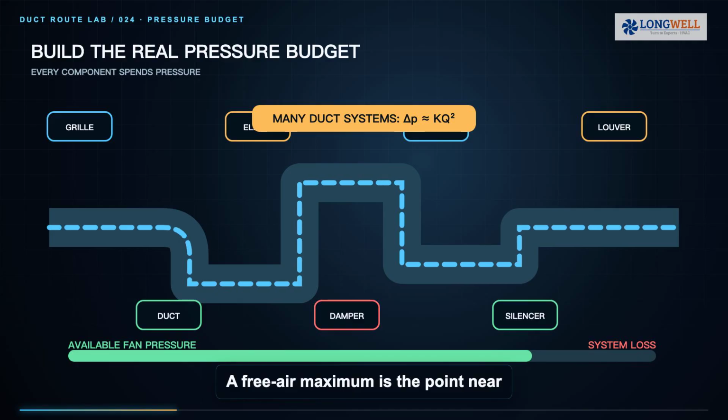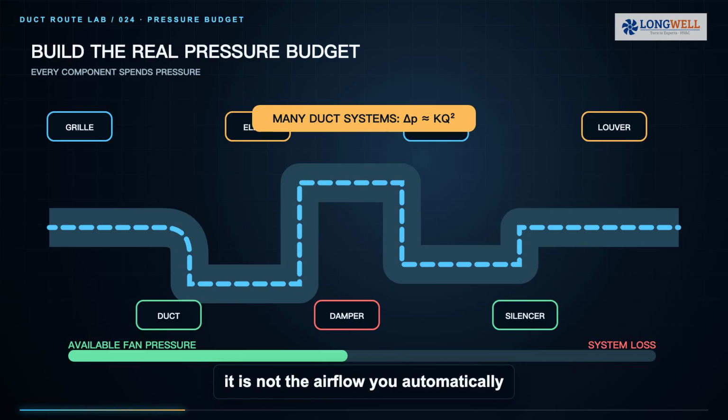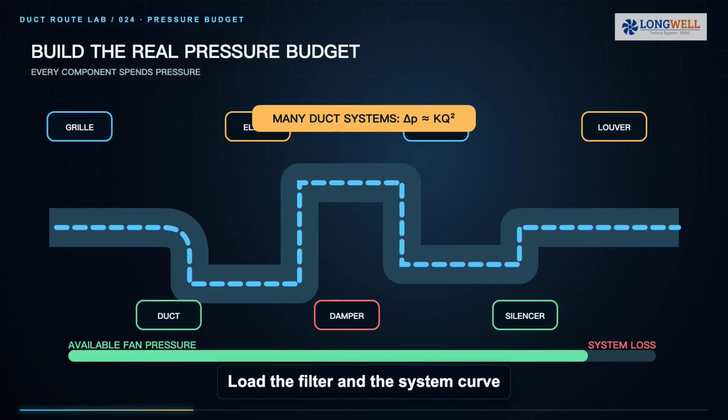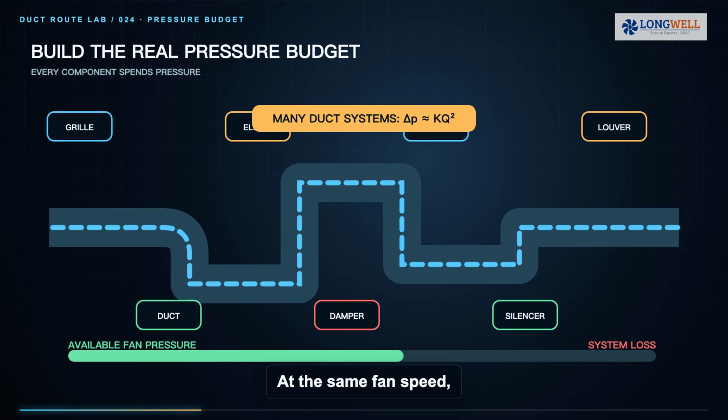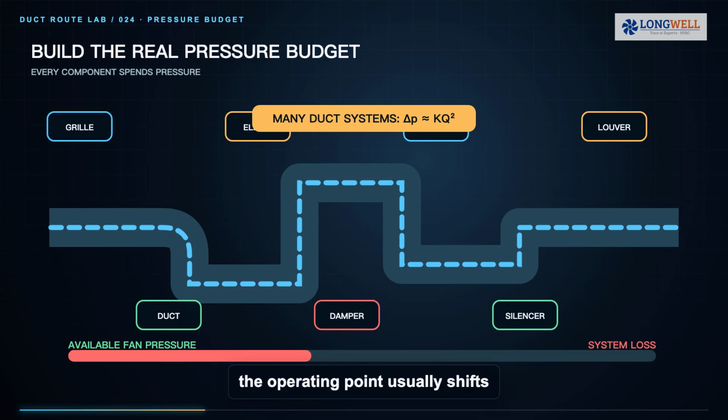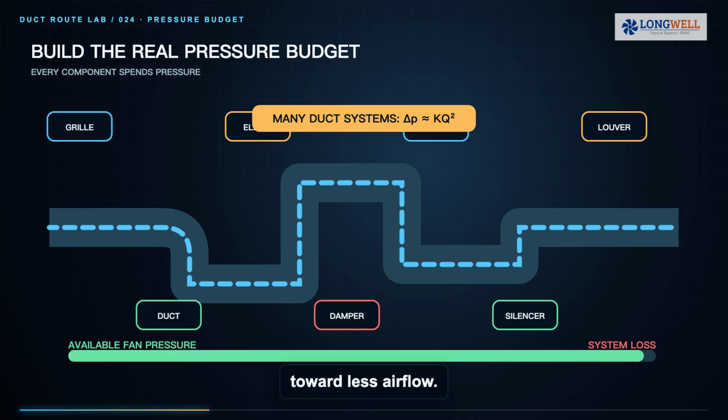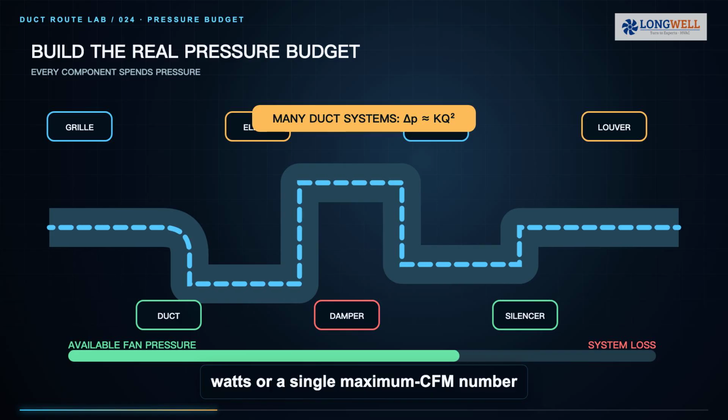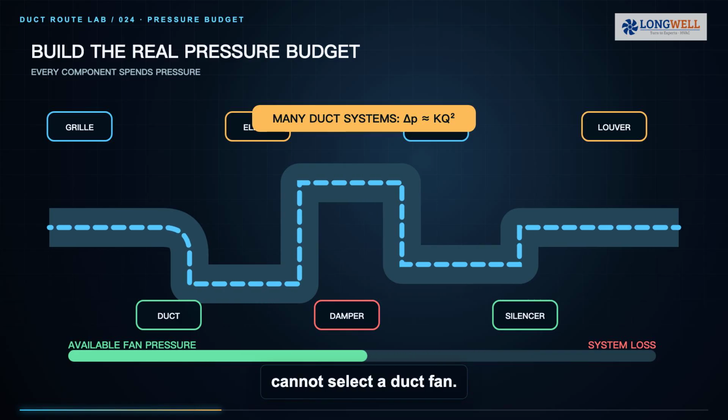A free air maximum is the point near zero external resistance. It is not the airflow you automatically receive after adding a filter and several bends. Load the filter and the system curve moves upward. At the same fan speed, the operating point usually shifts toward less airflow. This is why diameter, watts, or a single maximum CFM number cannot select a duct fan.